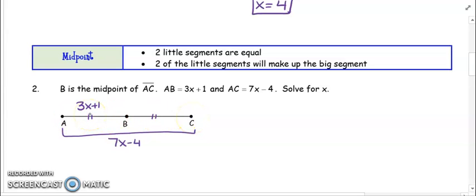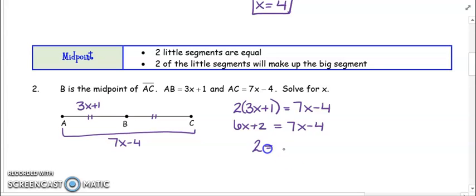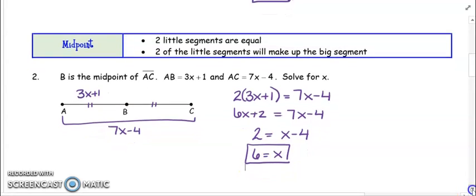AB is smaller. I need 2 of the ABs, so 2 times 3x plus 1 to equal the big segment AC, which is 7x minus 4. So I'll distribute the 2. I've got 6x plus 2 is equal to 7x minus 4. I'll move that 6x over. That is 2 is equal to x minus 4. And then I'll add 4 on both sides to get x to be equal to 6.